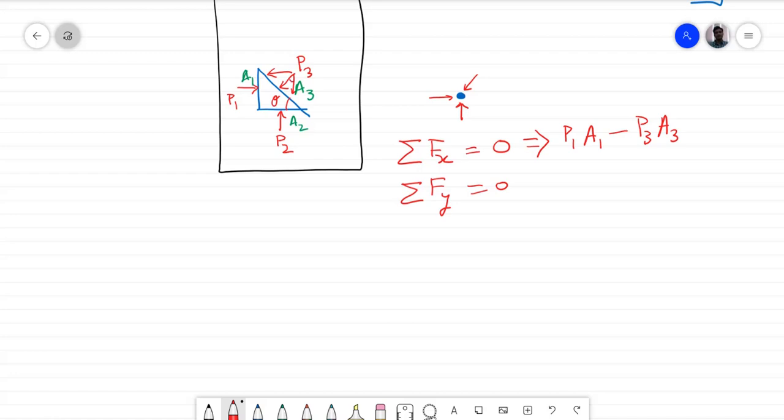This angle here is theta, therefore that will be sine theta. Okay, that is equal to 0. Similarly, summation of forces in the y direction, that we can write P2 A2 minus P3 A3 cos theta, that should be equal to 0.